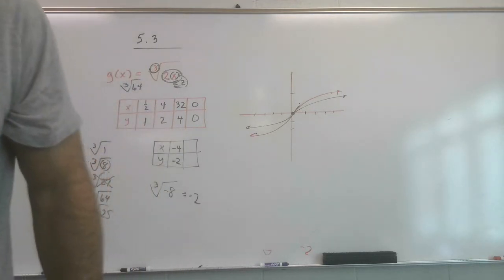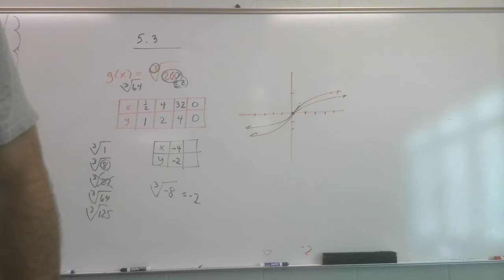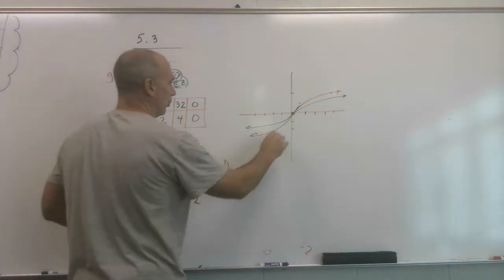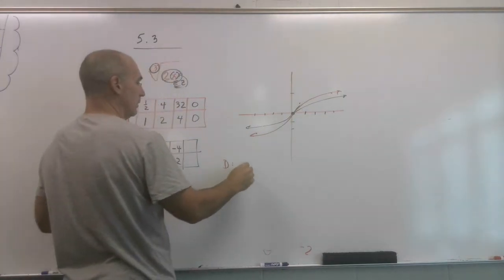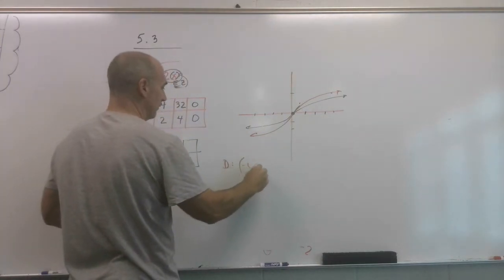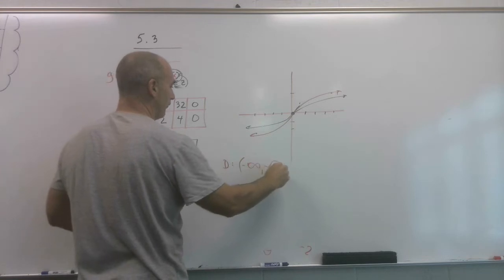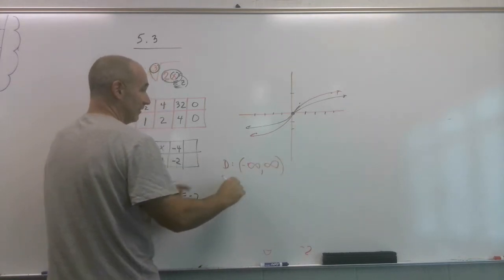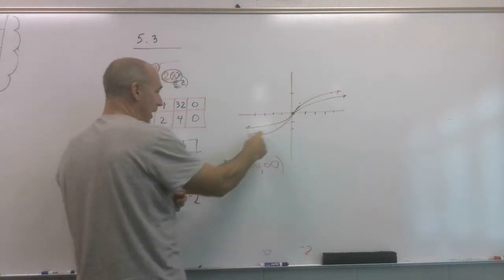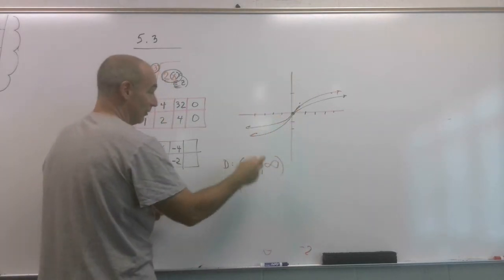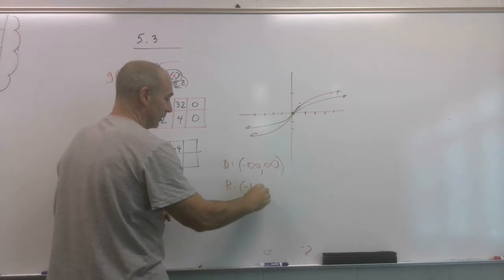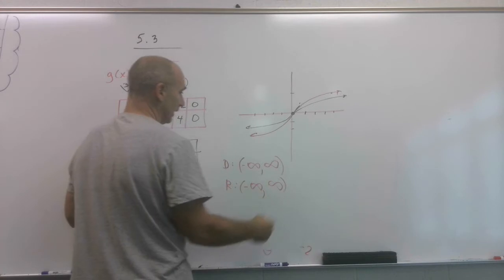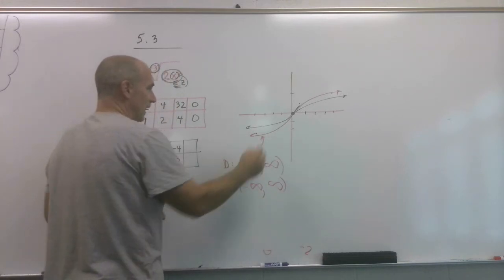Do they ask for domain and everything? Yes. So, what is the domain? I'm just going to do the domain of the red one. Well, how far left does it go? -infinity. It just keeps going left. How far right? +infinity. How about range? Well, it doesn't go up fast, and it doesn't go down fast. But if it does that forever and ever, it's definitely going to go down to -infinity, and it's going to go up to +infinity.